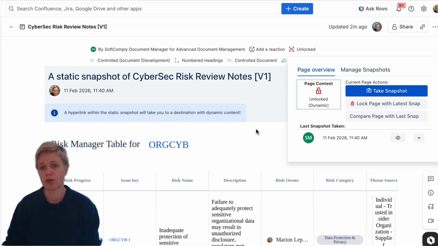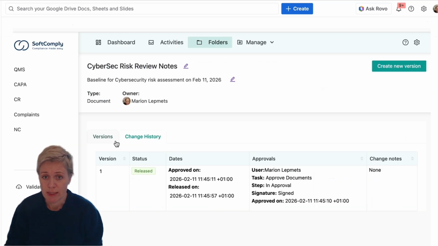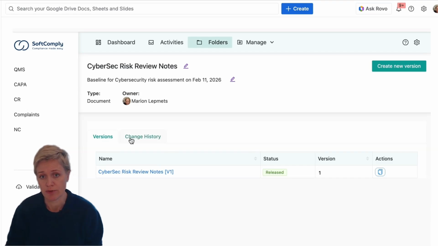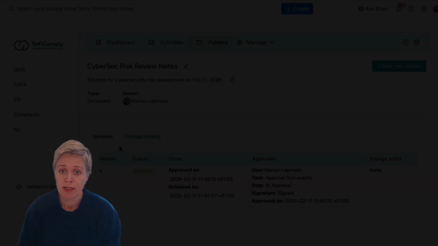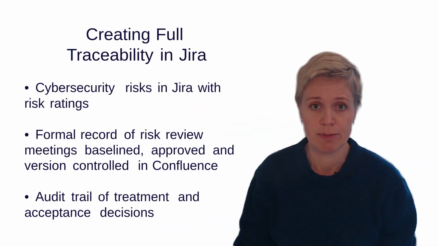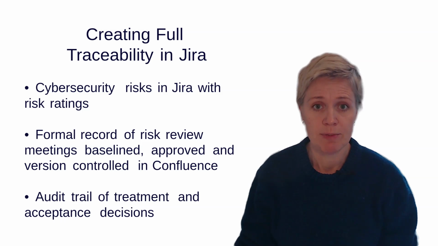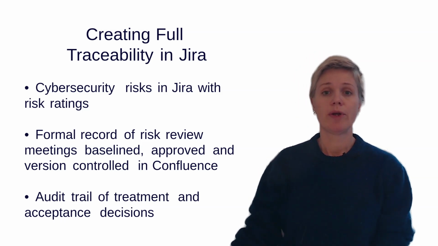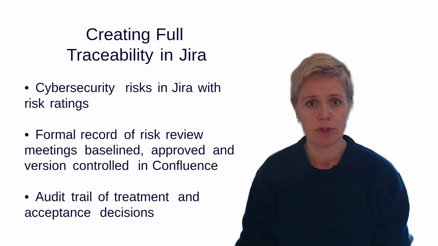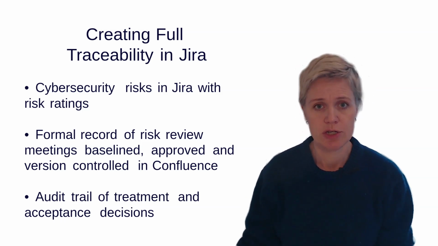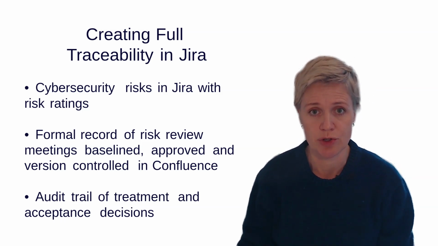Once you have locked this content, you are ready to approve this version and release it to the rest of your organization. This particular risk review baseline was approved and signed by me today after we had the risk review meeting, and it was released to the organization. This is how you can create full traceability between your cybersecurity risks in Jira to create a baseline that is an approved, version-controlled version released to the team. That is how you get the formal record of risk ratings, treatment decisions, and acceptance decisions with control assignments.